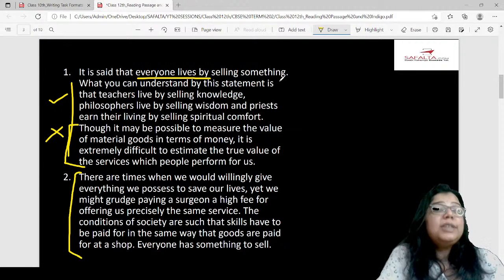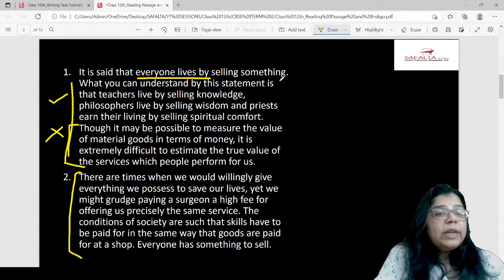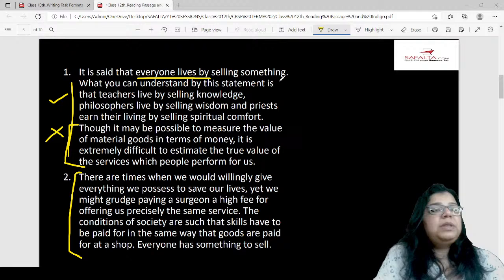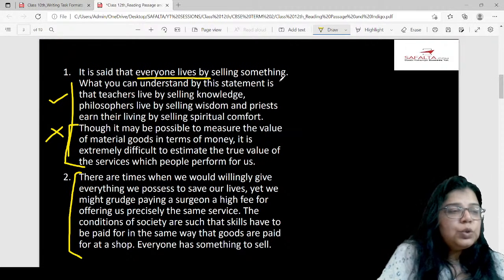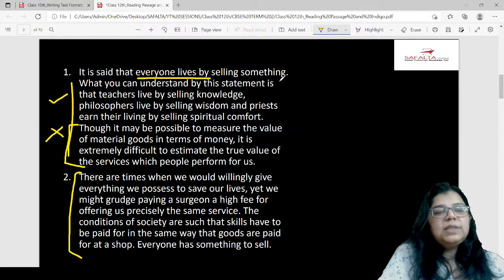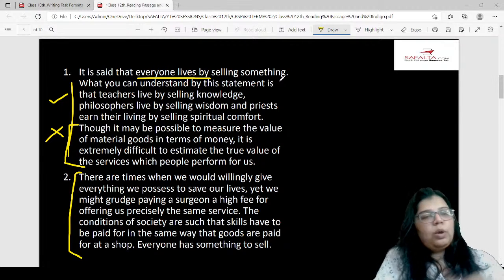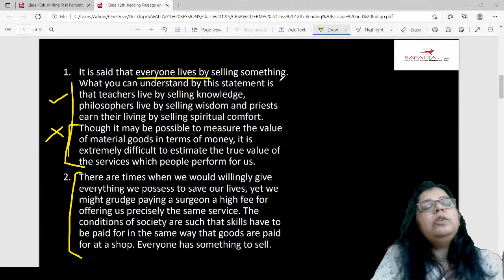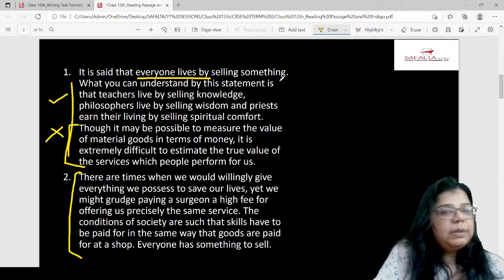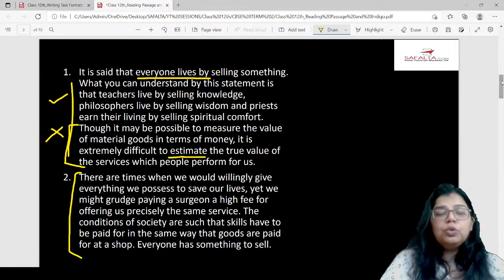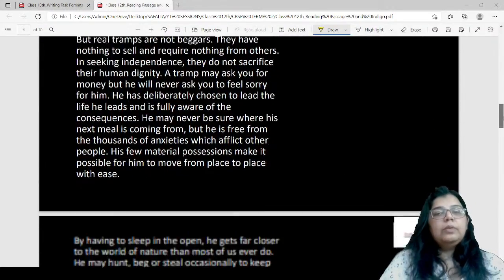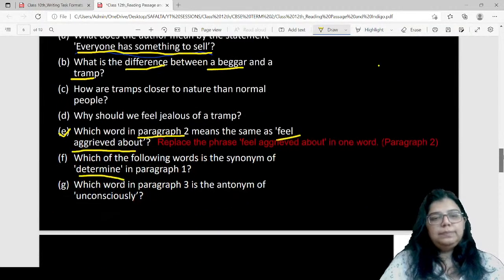We are looking for a synonym of determine. Though it may be possible to measure the value of material goods in terms of money, it is extremely difficult to estimate the true value of the services which people perform for us. Now, in all of this, there is one word which can replace determine, and that is estimate. So you have your answer. Answer is estimate. Okay, so you go back to the same paragraph which is mentioned, and then you answer.